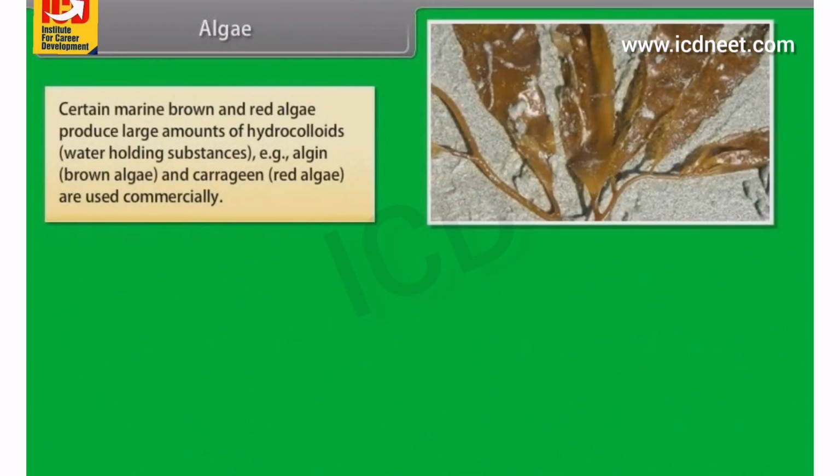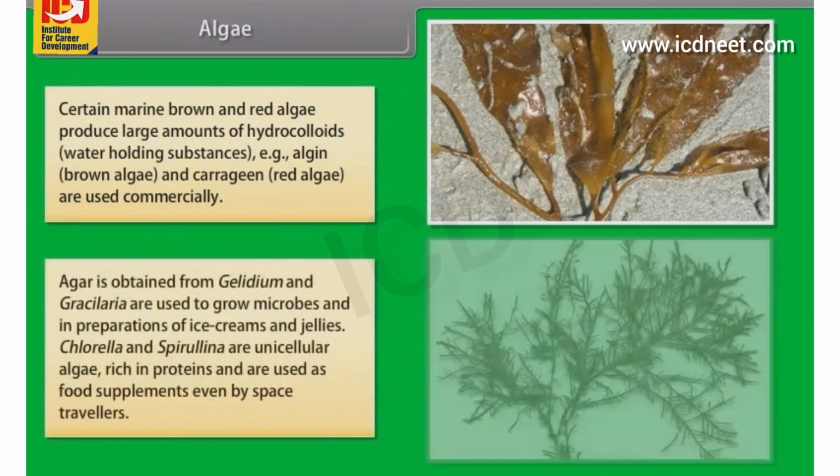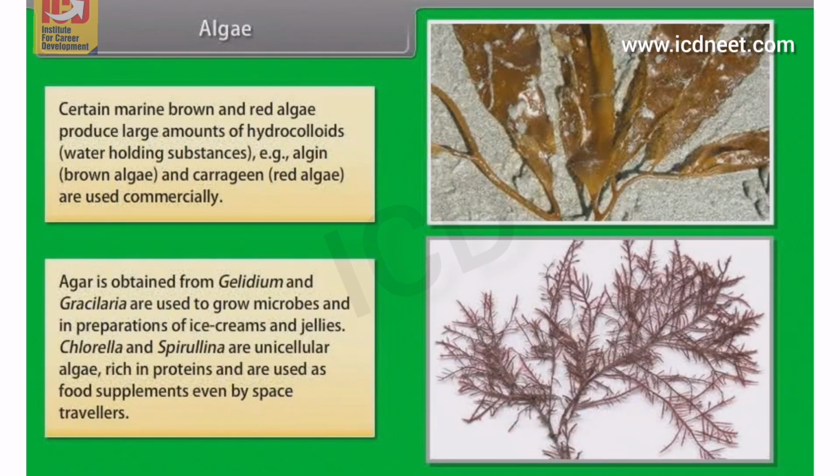Certain marine brown and red algae produce large amounts of hydrocolloids, water-holding substances, that is, algin from brown algae and carrageen from red algae, which are used commercially. Agar is obtained from Gelidium and Gracilaria and is used to grow microbes and in preparations of ice creams and jellies. Chlorella and Spirulina are unicellular algae rich in proteins and are used as food supplements even by space travelers.